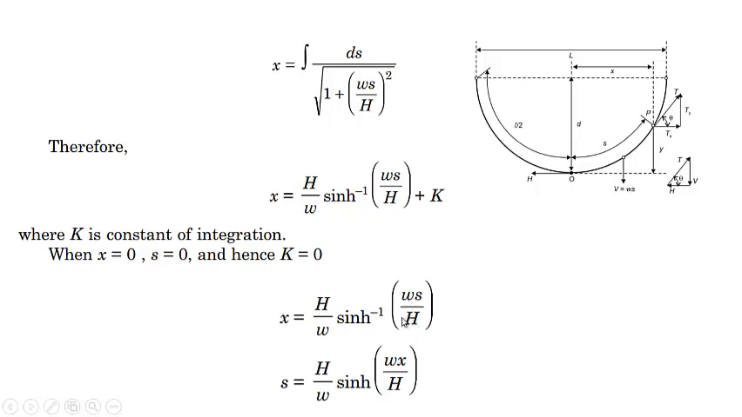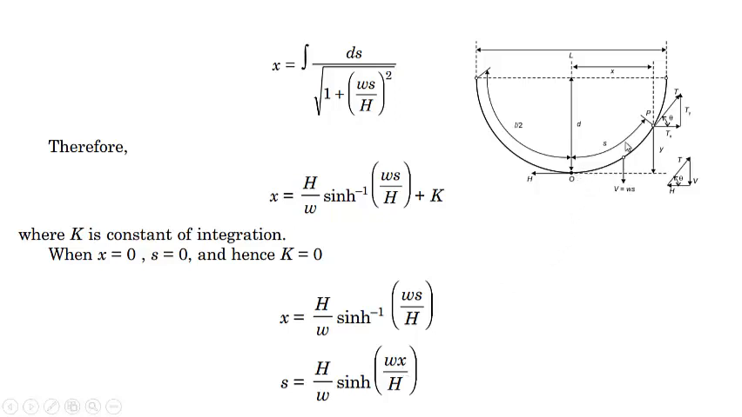We are actually interested to find s in terms of x. So when we do that, s will be equal to, we multiply this, it will be wx by h, and then sine hyperbolic multiplied by h by w. That means s is equal to h by w sine hyperbolic wx by h. This is the important formula which gives us the value of s in terms of x.